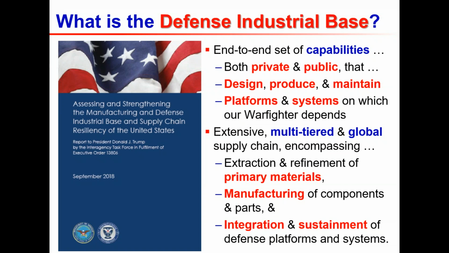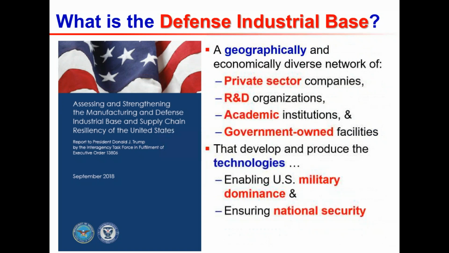So again, the American defense industrial base, or the defense industrial base in support of U.S. defense, is global. It's not just the domestic elements of the supply chain. So the global supply chain encompassing extraction and refinement of primary materials, manufacturing components and parts, and integration and sustainment of defense platforms and systems, right? So again, the scope includes everything from the raw material to the manufacturing, sustainment, but also the design and development as well. It is a geographically and economically diverse network.